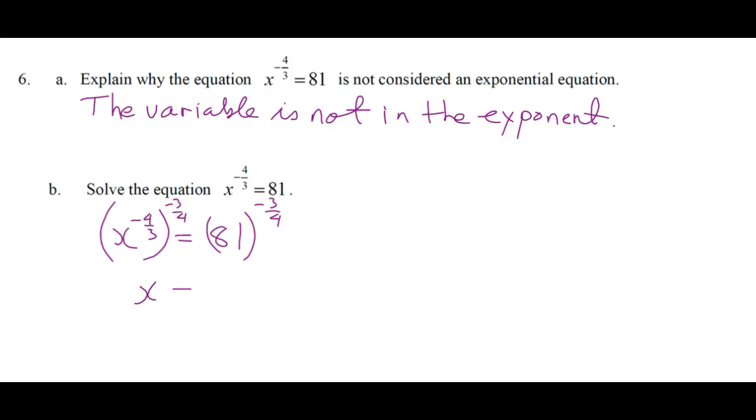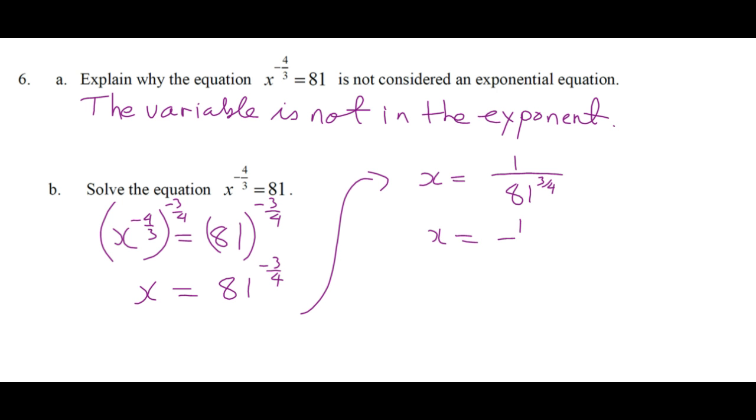So we get x is equal to 81 to the negative 3/4. So x is 1 over 81 to the 3/4, which is 1 over the 4th root of 81, all cubed. You could cube the 81, but it's really tough to find the 4th root of whatever 81 cubed is. But the 4th root of 81 is 3, and 3 cubed is 27.